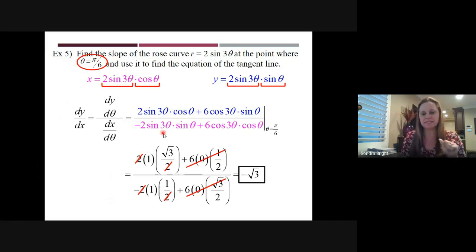All right, then it says now use this slope to find the equation of the tangent line. So to find an equation of a line, you need a slope. We got it. You also need a point. Yeah, and we're going to get the point in x and y. Keep in mind, x is equal to 2 sine of 3 theta cosine of theta. And we're wanting to know at theta equals pi over 6. So we're going to plug this pi over 6 into each of those and figure out what the x value is. y is equal to 2 sine of 3 theta times sine of theta, plugging theta equals pi over 6 into both of these guys, and then we'll figure out what y is.